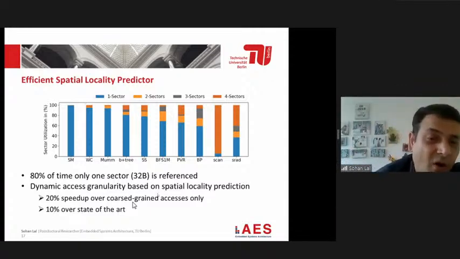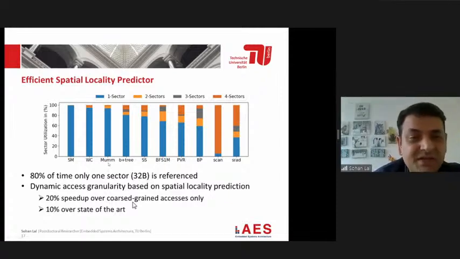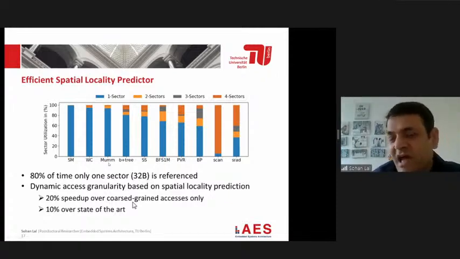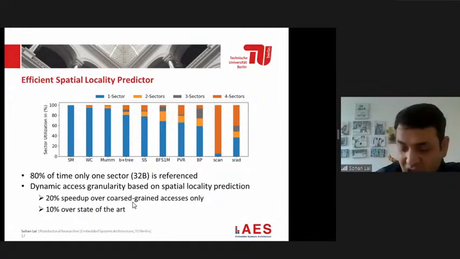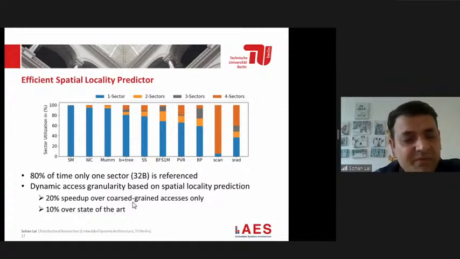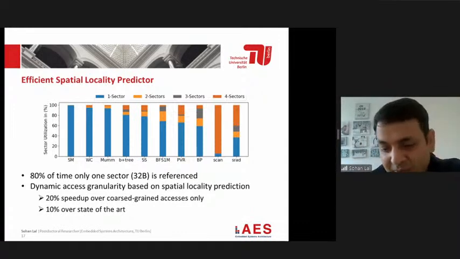Remember that not all benchmarks will benefit from this optimization, but only those which have low clustering efficiency, because they don't need the whole 128 bytes, but maybe only a couple of bytes or only one or two sectors out of 128 bytes. Okay, so this was one technique which we use to effectively utilize the available memory bandwidth.